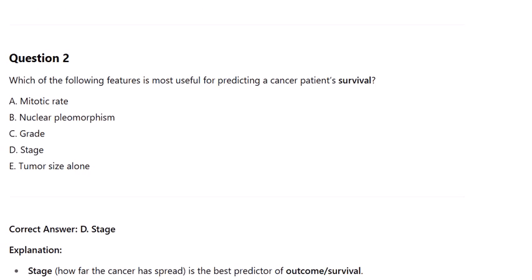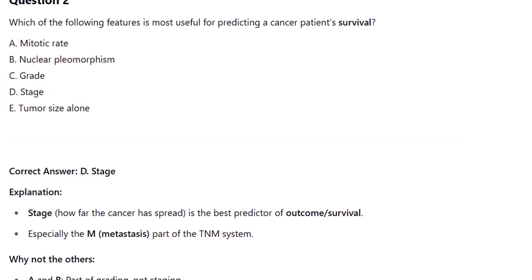Question 2. Which of the following features is most useful for predicting a cancer patient's survival? A. Mitotic rate. B. Nuclear pleomorphism. C. Grade. D. Stage. E. Tumor size alone. Correct answer D.